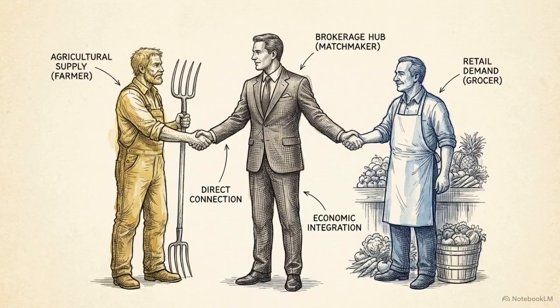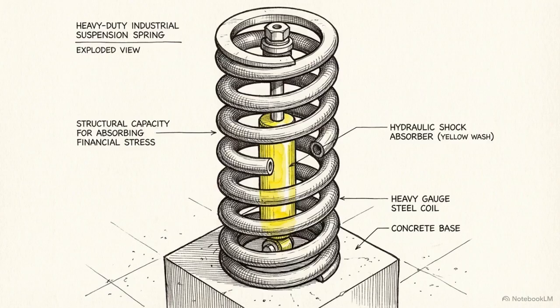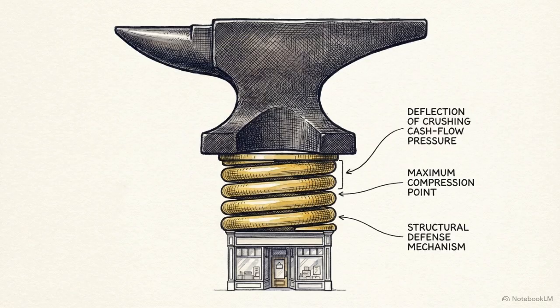The final players are agents and brokers. They act purely as matchmakers, connecting buyers and sellers for a commission without ever owning a single box of the food they move. Wholesalers serve as financial shock absorbers for the food sector. By extending trade credit and absorbing inventory risk, they prevent retail stores from collapsing under cash flow pressure.